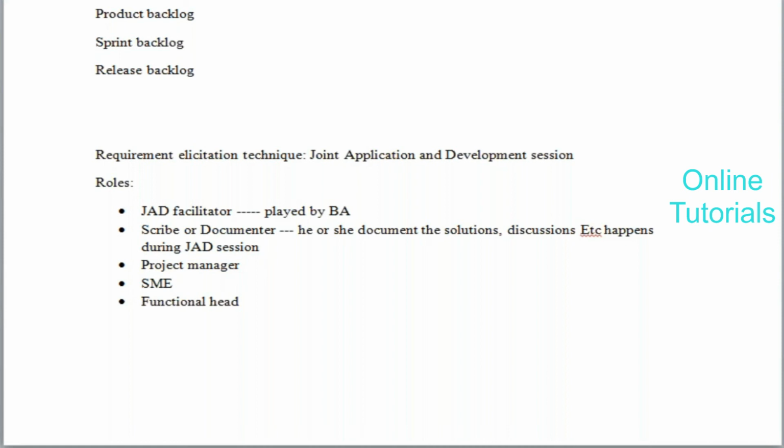Okay. Clear? Okay. So tomorrow I'll explain in detail about JAD facilitation. Tomorrow JAD facilitation will be completed, and we go to the next level. We talk about change management and all that. Okay. Bye.